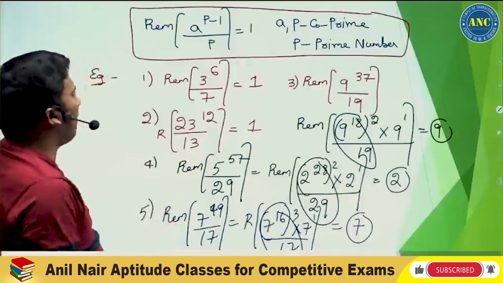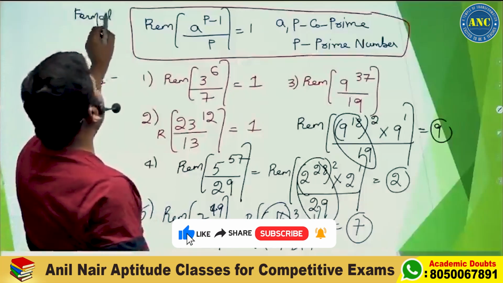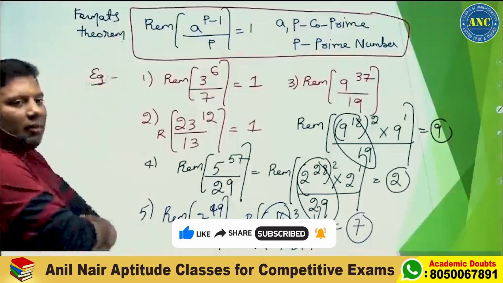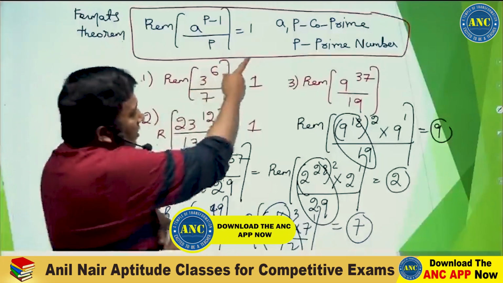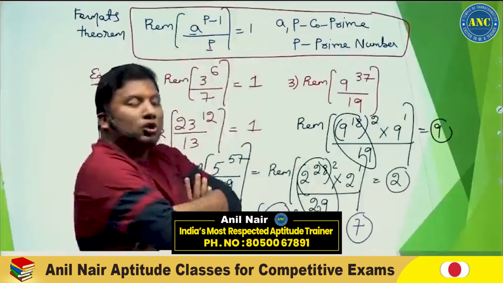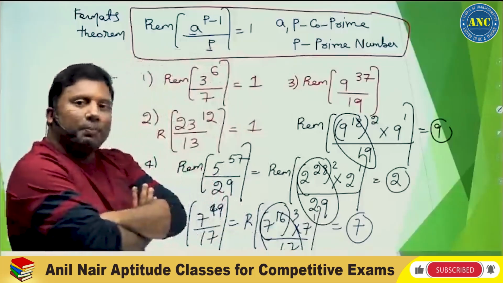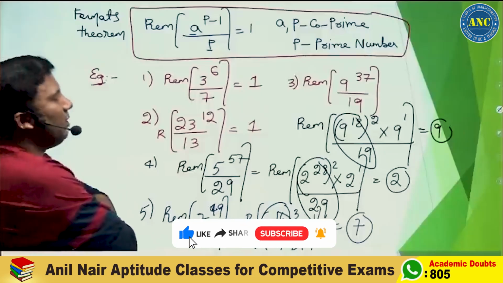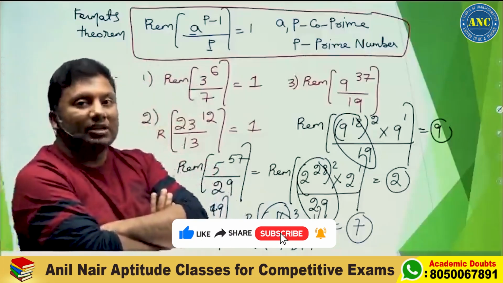Very, very important problems. This is popularly called Fermat's theorem. Remainder 1: a power p minus 1 divided by p is 1. Please make a note: the numerator base value and the denominator should both be co-prime to each other, and the denominator p is a prime number. Fermat's theorem is used when the denominator is a prime number. I hope the introductory problems on Fermat's theorem are clear to you.